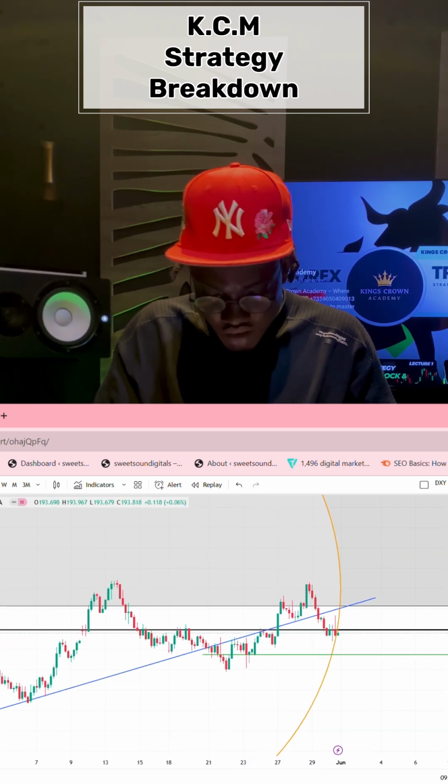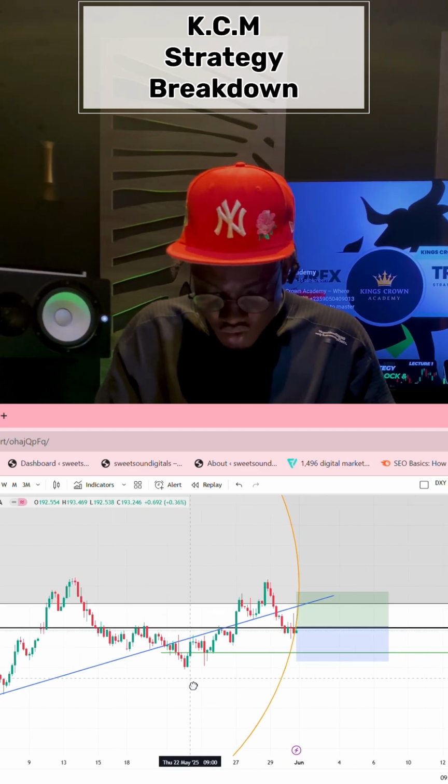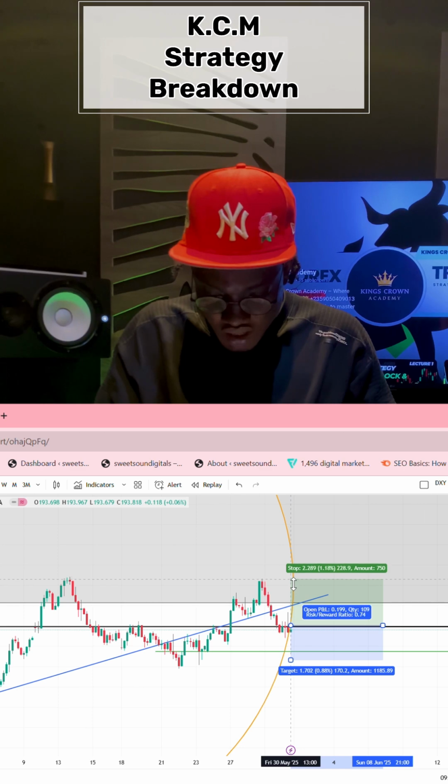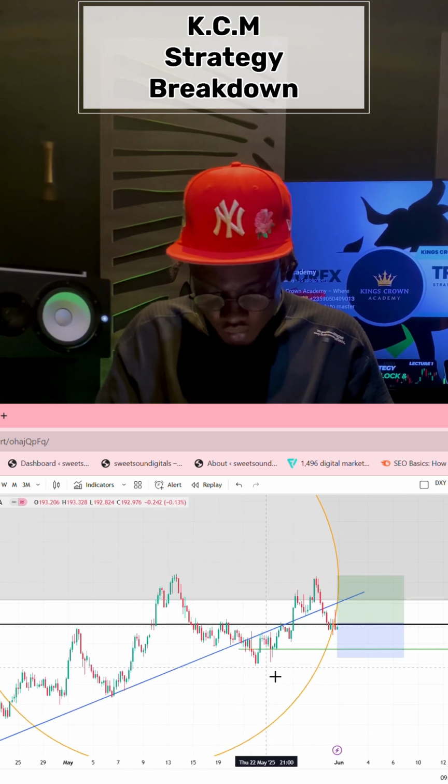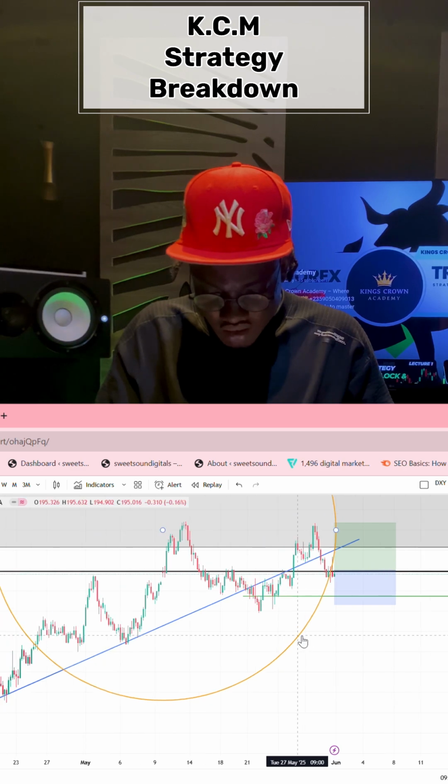So this is how we were able to frame this trade right here, right now. This is what we're waiting to see, and then we can take the sell trade. Placing the stop loss above here, and then targeting all the way down.